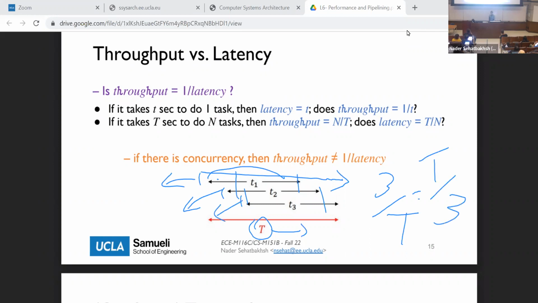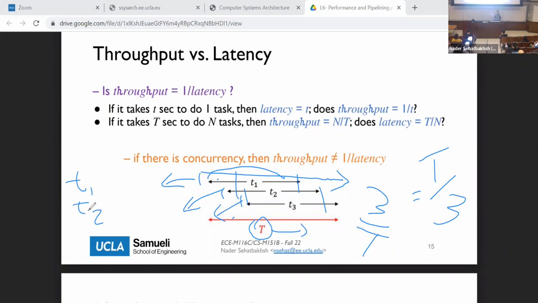So your latency is not T over 3. Your latency is still T1, T2, and T3, but your throughput is 3 over T. So this would be your throughput. Your throughput is the number of tasks that were finished divided by the overall time it takes to finish everything, which in this case is 3 over T. But your latency for each of these individual tasks is T1, T2, and T3.